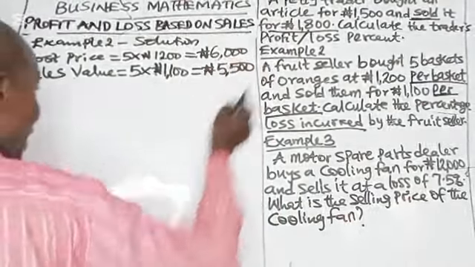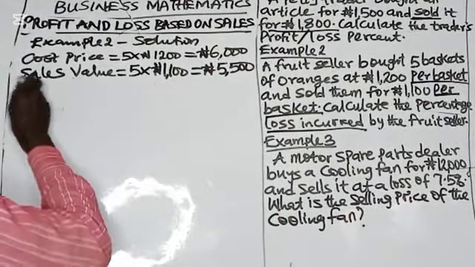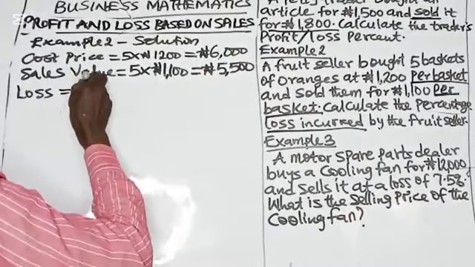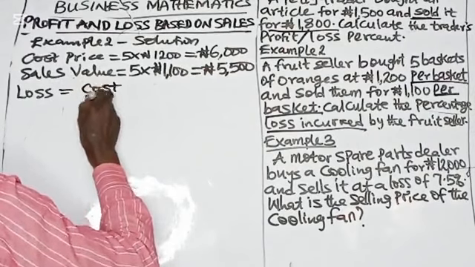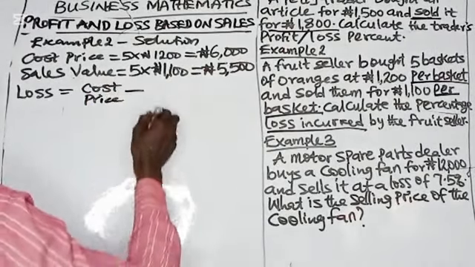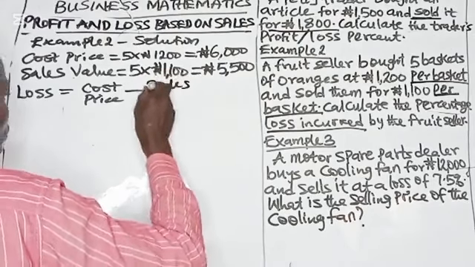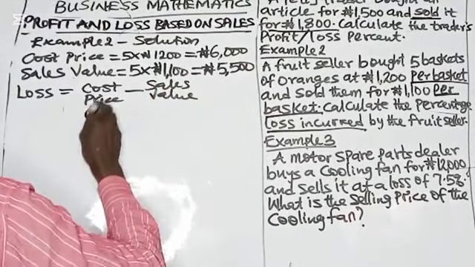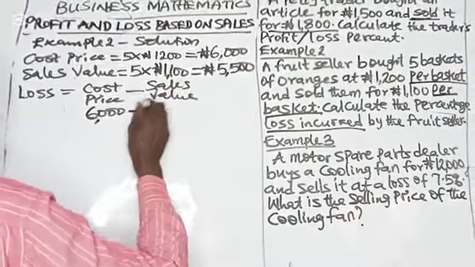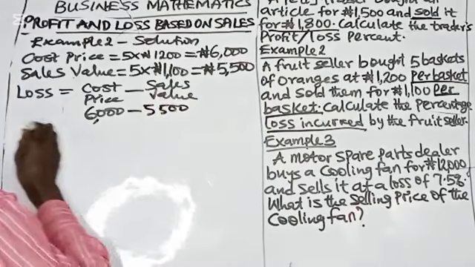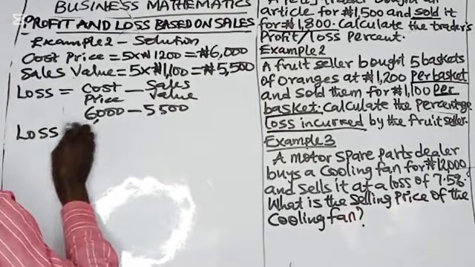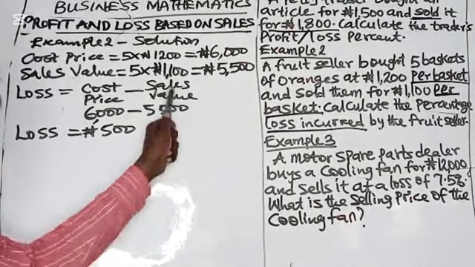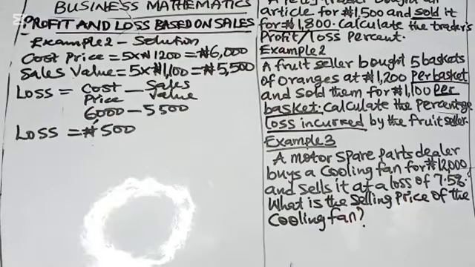That means losses have been incurred now. So how much is the loss? Loss will be, so we have cost price. We say loss equals cost price minus sales price or sales value. So the cost price is 6,000 minus 5,500. So we have a loss of 500 naira. So it was sold lower than it was bought. That is why we have a loss of 500.